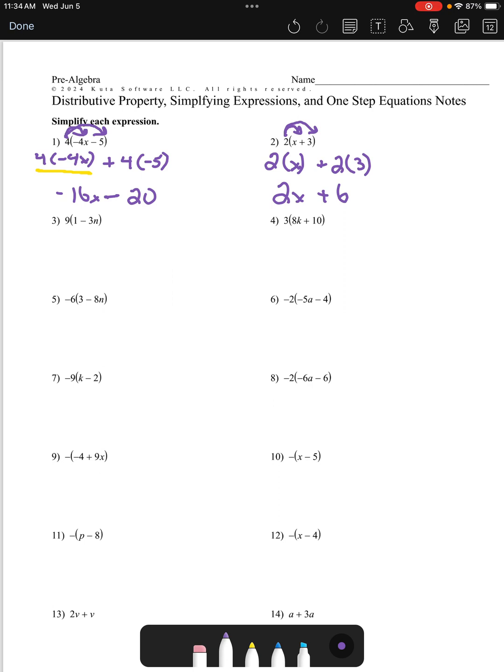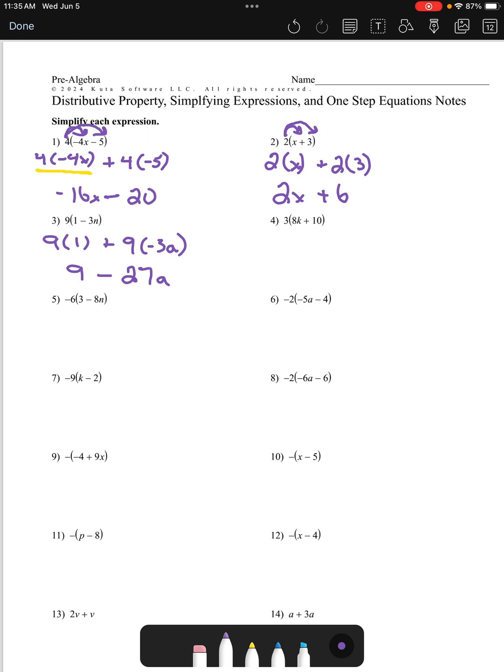For the next two, I'm not going to draw these arrows. In number 3, we have to do 9 times the 1, and we have to do 9 times the negative 3a. 9 times 1, of course, is 9. And positive 9 times negative 3a, we have different signs, so it will be negative. And 9 times 3 is 27. 27 times a is just 27a.